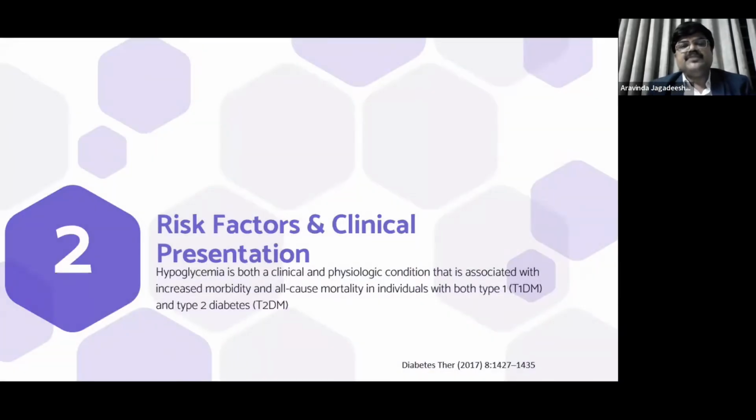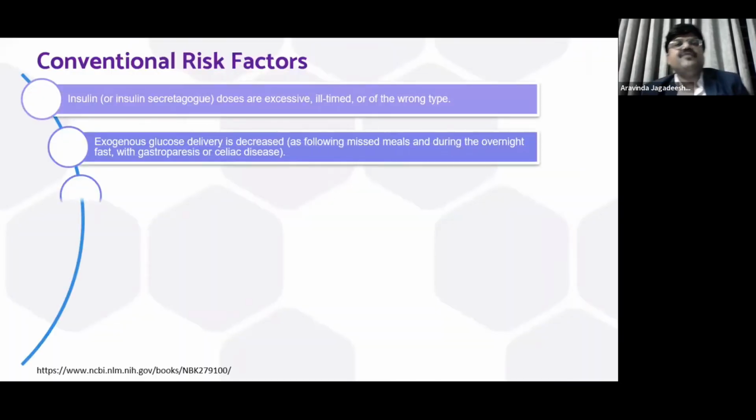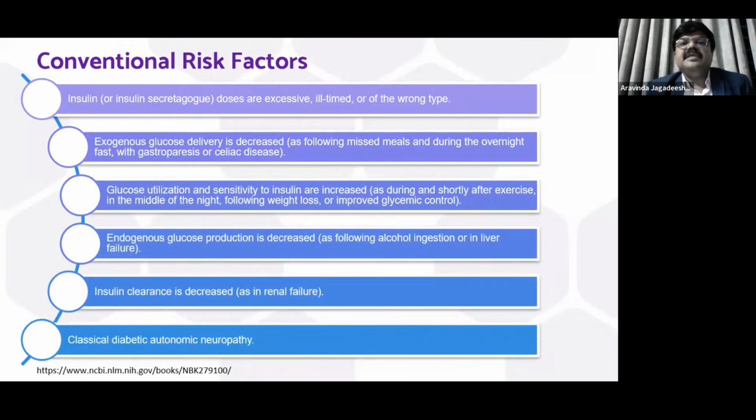Now coming to the risk factors and the clinical presentation. So hypoglycemia is both a clinical and a physiologic condition that is associated with increased morbidity and all-cause mortality in individuals with both type 1 diabetes and type 2 diabetes. The conventional risk factors you can see in this slide, this is an important slide. The first one is the insulin or the insulin secretagogue, if the doses are excessive, ill-timed, or of the wrong type.